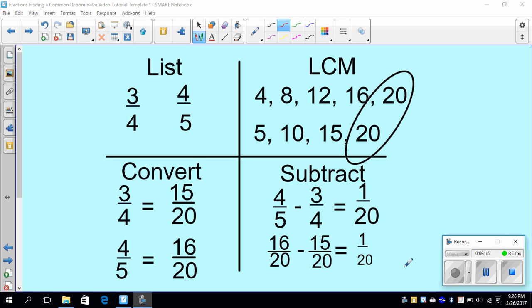Once I have a common denominator, I could also subtract them or add them. So if I wanted to know what 4/5 minus 3/4 was, once I have a common denominator, 16/20 minus 15/20, 16 minus 15 is 1. So 1/20 is my answer.